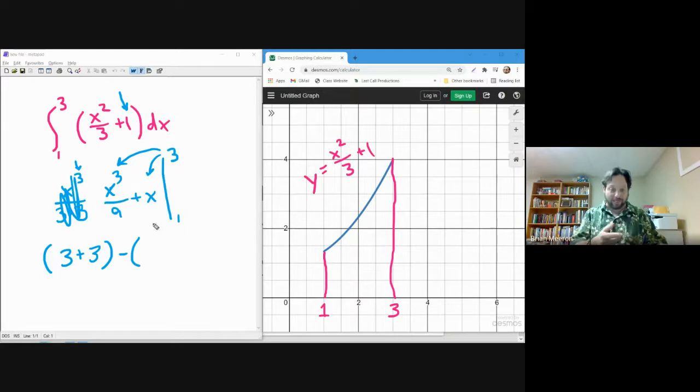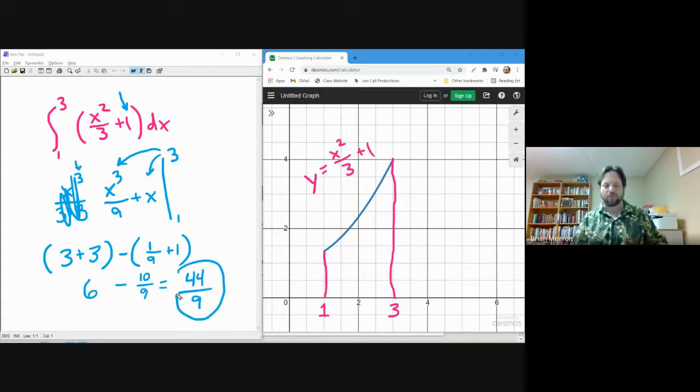Now, if I go ahead and I drop 1 in there, of course, that's just going to be 1/9 plus 1. All right, so what we really have is 6 minus 1/9 plus 1. That's just going to be 10/9, I believe. Work that out, and you'll see that we're going to have an area under this curve of 44/9.